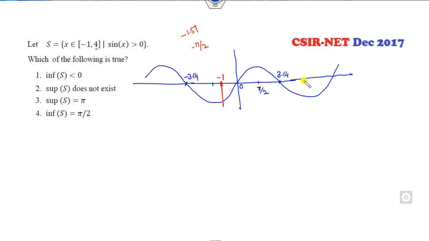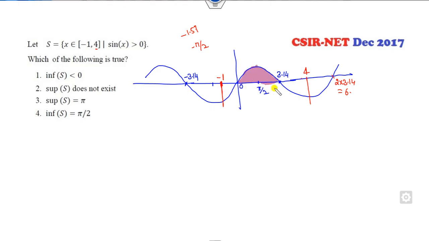Fine. Plus 4. It's a 3. So this will be my 2 pi, 2 into 3.14, it's 6 point something. So 4 will be like here. Then in this domain you have to check for which case sin x is positive. Fine, so what is that? Sin x is positive only on this portion. This is the only portion for that.